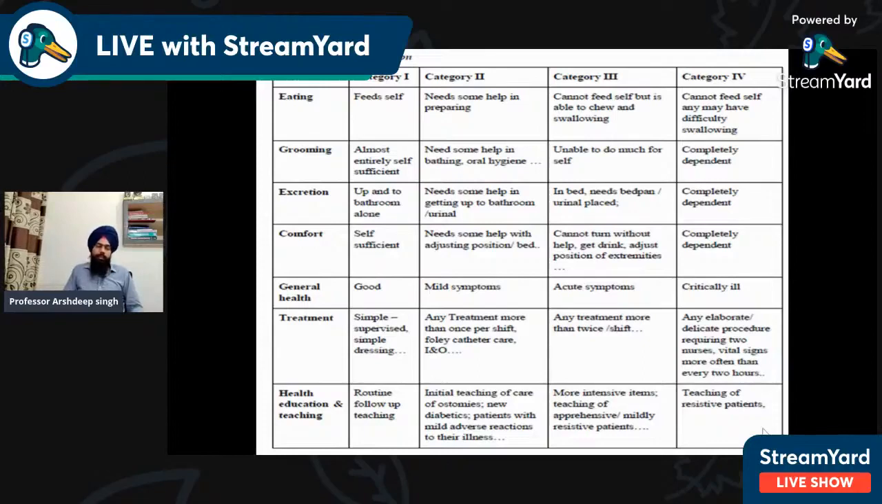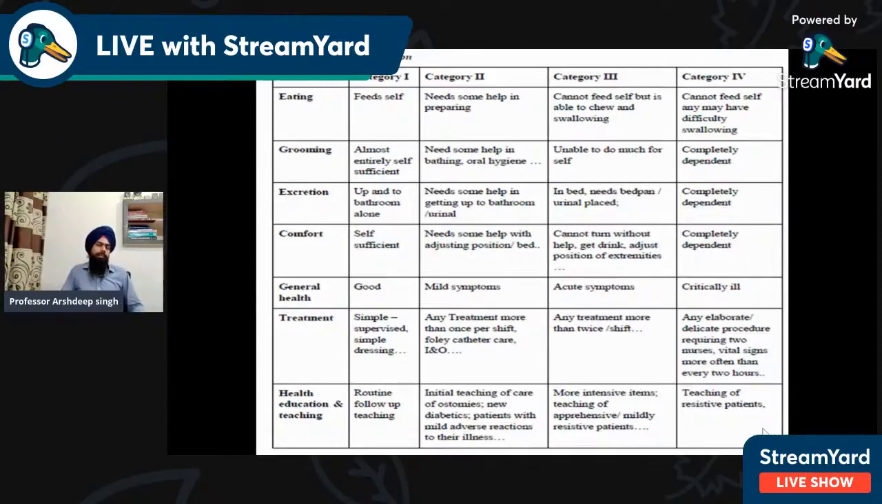So in category 1, obviously simple supervised dressing, and in category 2, any treatment more than one per shift, Foley catheter, intake and output. Okay. Next, any treatment more than twice a shift. And the last one is any elaborate, delicate procedure requiring two nurses, or done more often than every 2 hours. So these are the treatments that are to be provided to different categories of the patient based on their condition. Last is health education and teaching.